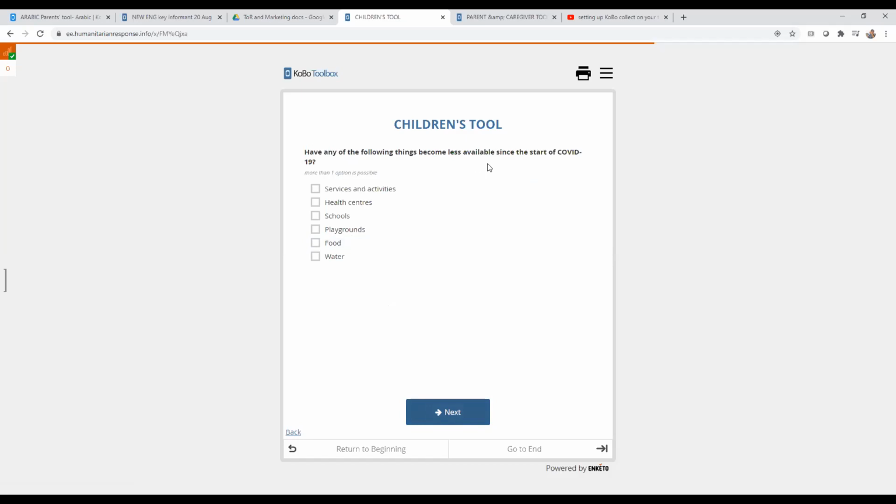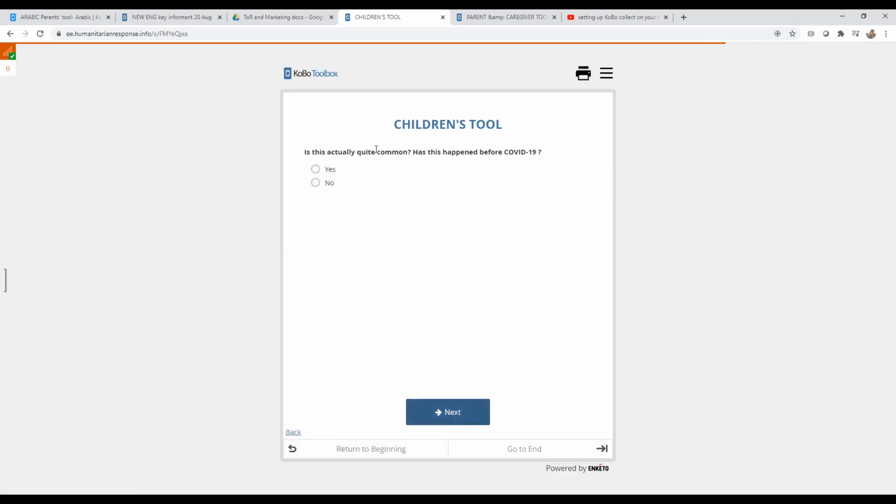Have any of the following things become less available since the start of COVID-19? And again, the same thing here. We can mention more. And with respect to the last question, maybe these 6 things are not enough. You can mention something that is not mentioned in here, because here we're mentioning services and activities, health centers, schools, playground, food, water. Maybe there's something else that I want. Money. I don't know. You don't know what people will say. Money is less available.